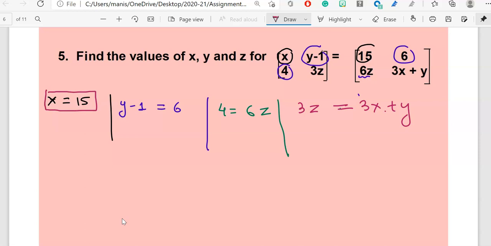What about the second one? It's kind of easy. I can add 1 to both the sides over here. This gets cancelled out and y is equal to 7. Yes, I got the value of y. Good job, people. Okay, now what to do next?